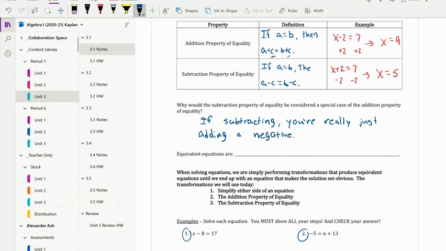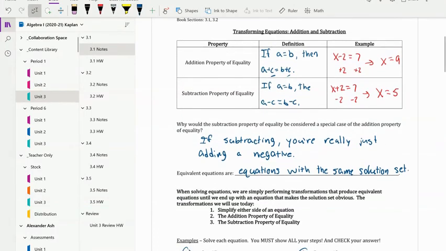Okay, the last little thing before we start doing some examples: equivalent equations are equations with the same solution set. Meaning, if you follow these rules, these properties, you should keep your equations equivalent, and therefore you should not change the solution at any point in solving the equation. That's the whole idea here: we're transforming these equations, but we're keeping them equivalent so that when we get to the end and we see our solution, we know that it's the same solution as our initial equation.